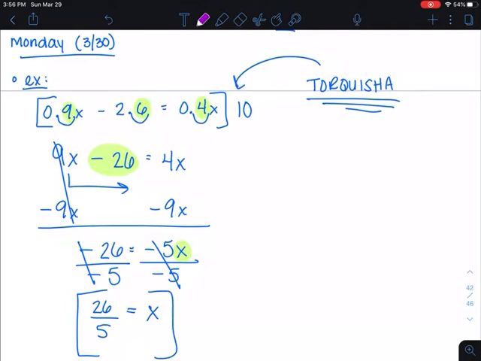Alright, so we had 0.9x minus 2.6 is equal to 0.4x. We're going to find what we multiply by to cancel the decimal spots. In this case, we had one decimal spot. This one has 1, this one has 1 as well. So we're going to multiply by 10. We distributed that to all three terms.